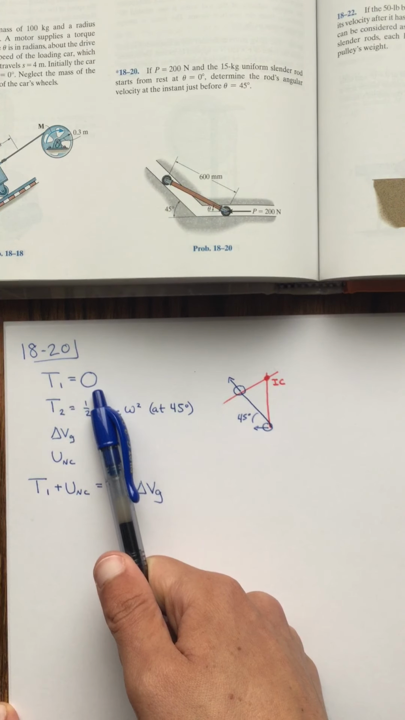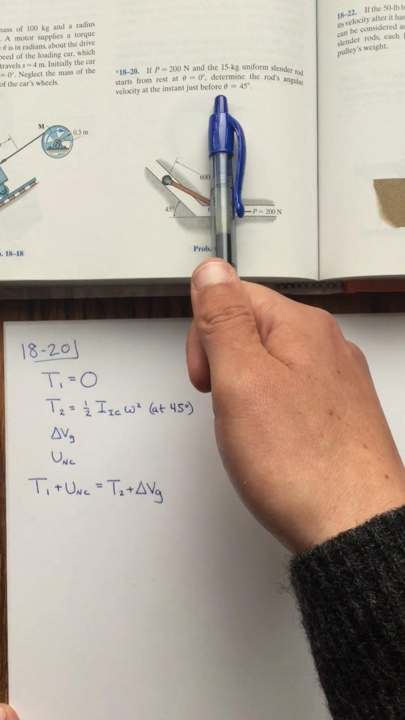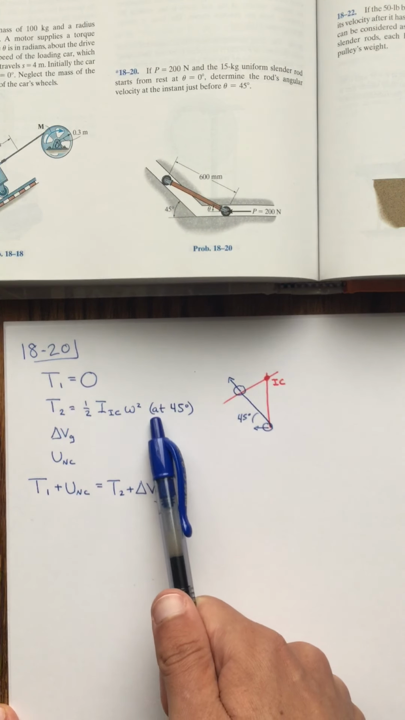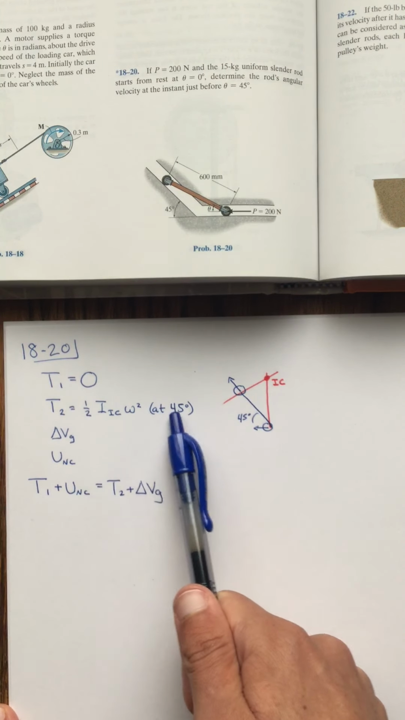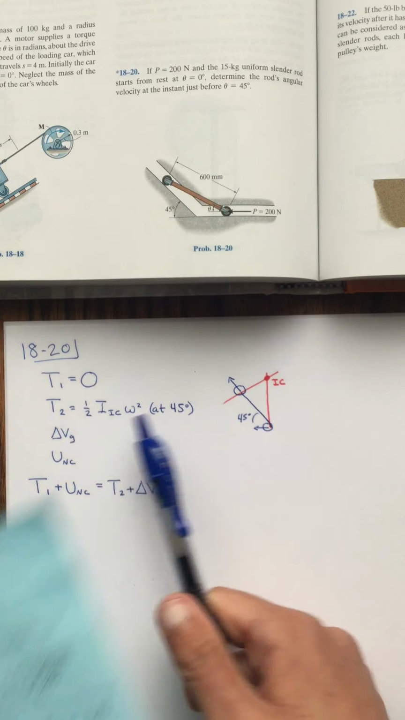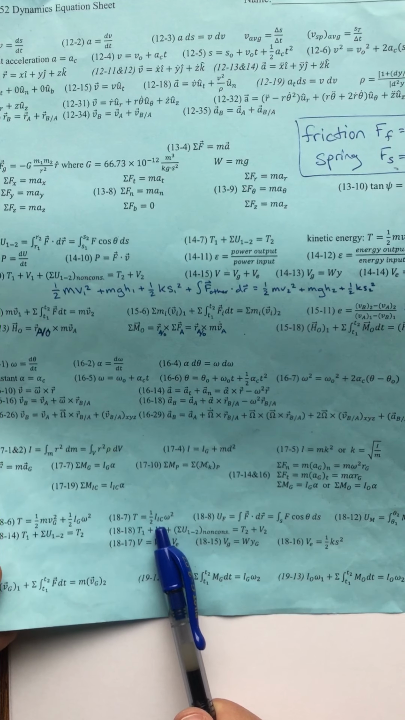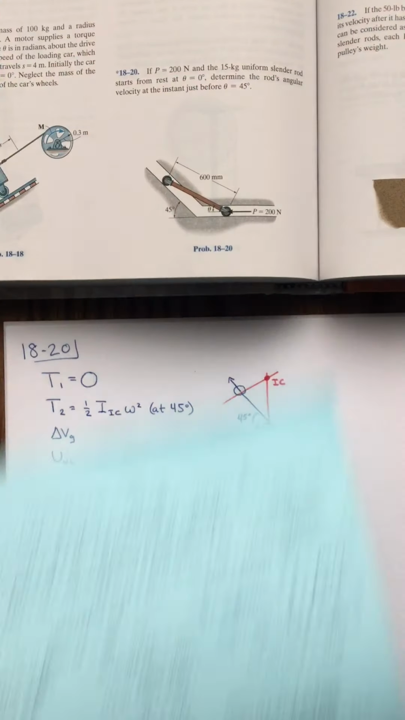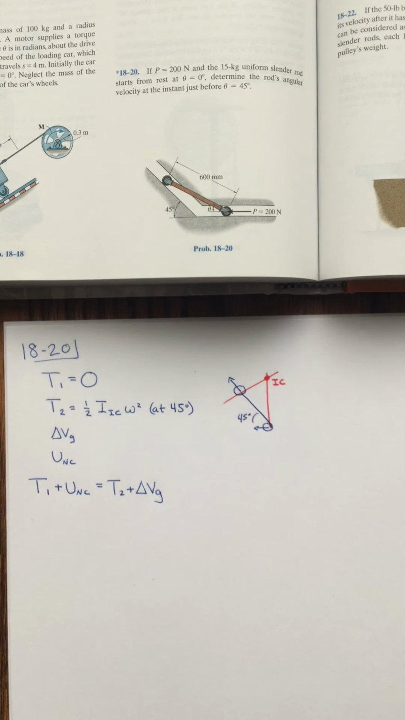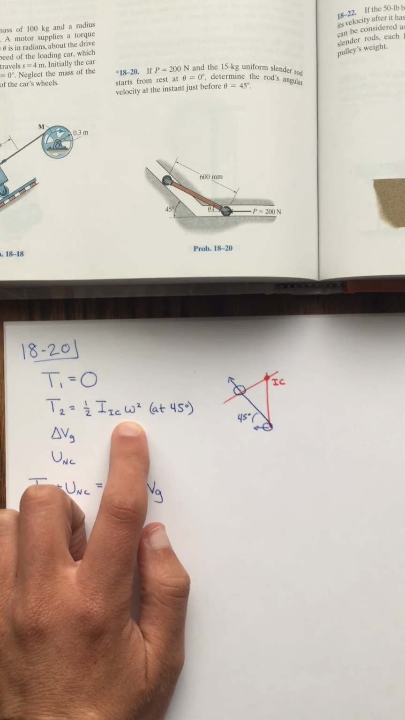We're starting with the rod at rest, and we want to find the angular velocity just before theta is equal to 45 degrees. So let's say final kinetic energy is when theta is equal to 45 degrees. And for final kinetic energy, I'm going to use equation 18.7, where I have the moment of inertia about the instantaneous center of zero velocity. In order to do that, I have to find where the instantaneous center of zero velocity is. So this is for our final kinetic energy at an angle of 45 degrees.